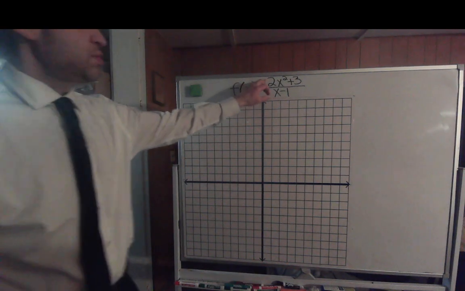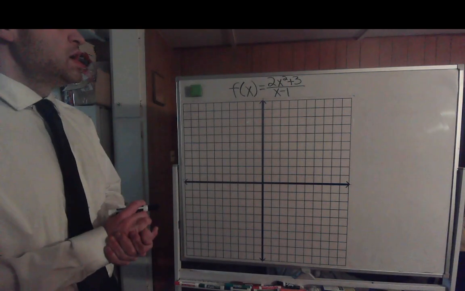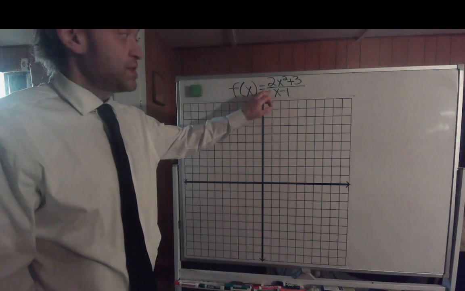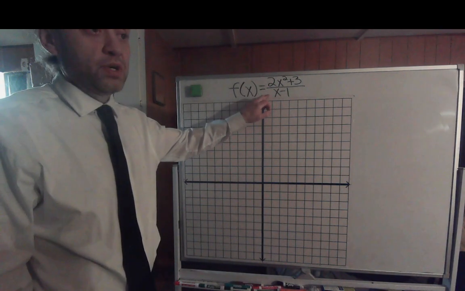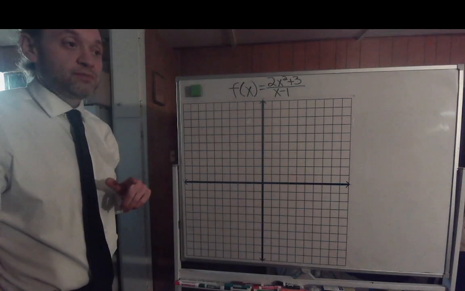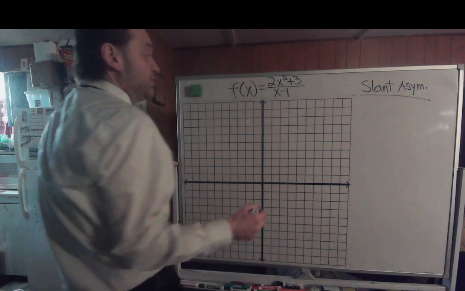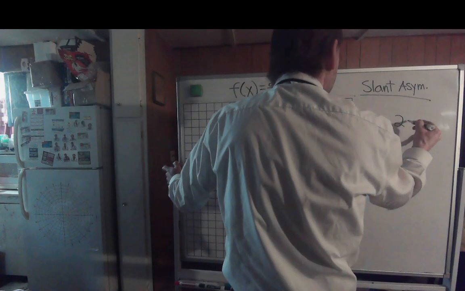f of x equals 2x squared plus 3 divided by x minus 1. Well, the degree of the numerator is greater than the degree of the denominator by exactly 1 degree. So that means we're not going to have a horizontal asymptote, but we're going to have what's called a slant asymptote. How would you find the slant asymptote? Well, the slant asymptote can be found by doing polynomial long division. If you take the numerator, divide it by the denominator, and ignore your remainder, you'll get your slant asymptote.